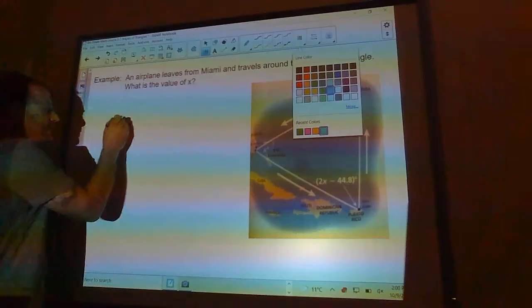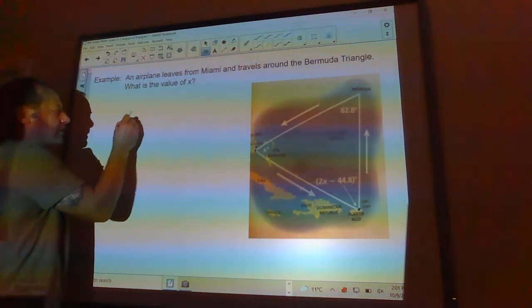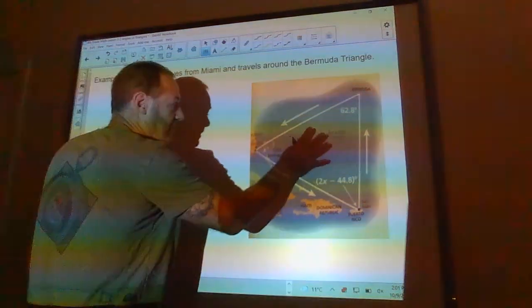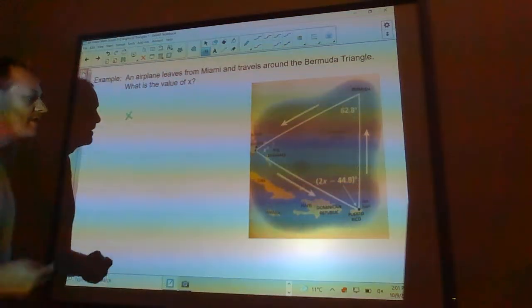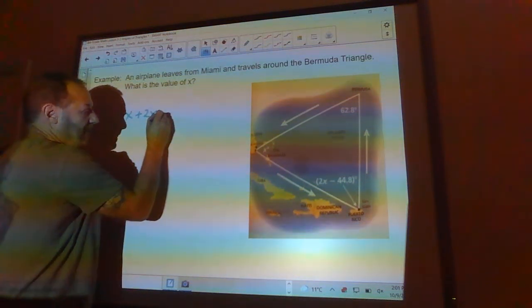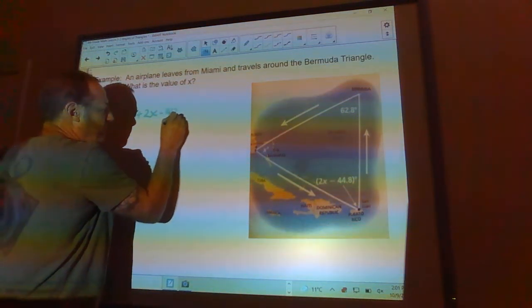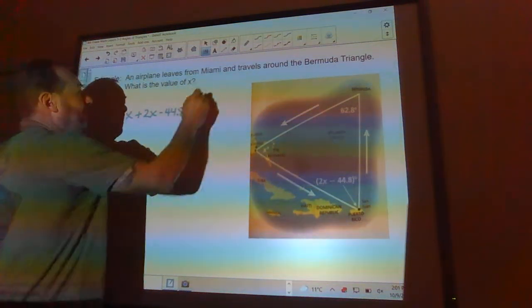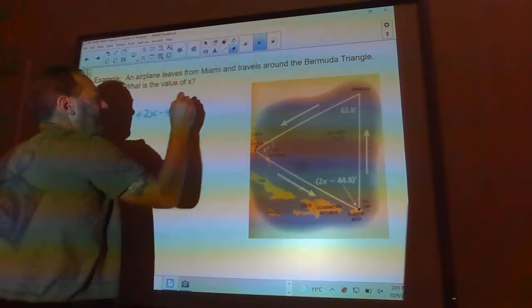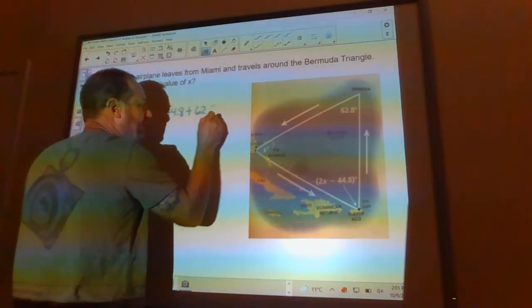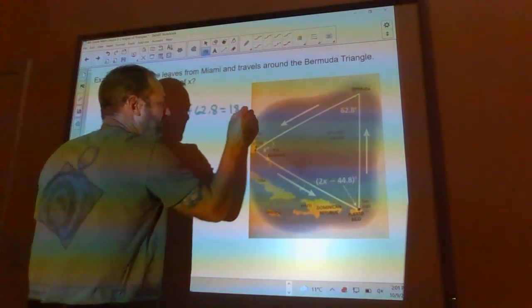I know, and I'm going to use a calming color right here. Isn't that a calming color? I'm going to use that because of the stress of being in the Bermuda Triangle right here. So x plus 2x minus 44.8 plus another 62.8 has to equal 180 degrees.